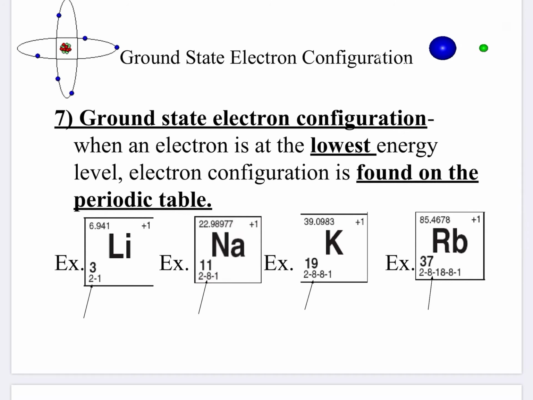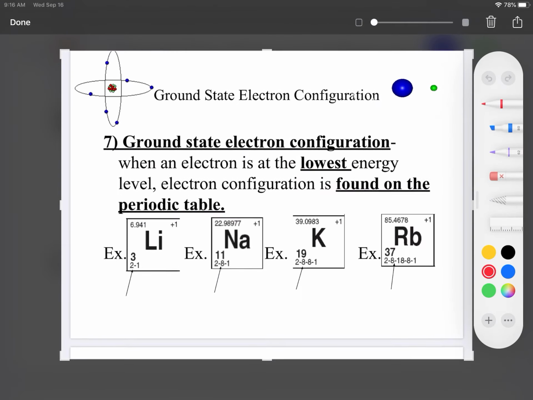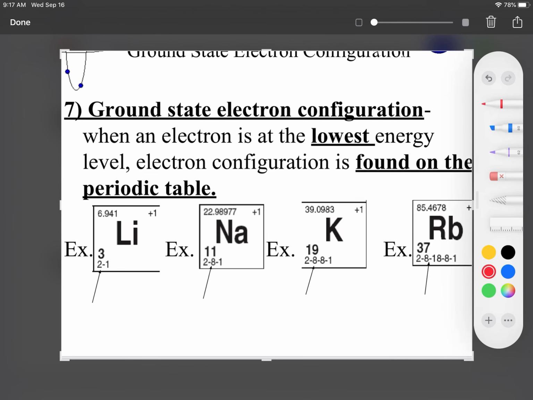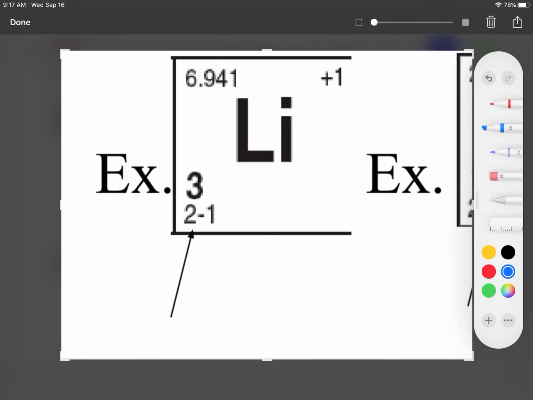So guys, let's go over ground state electron configuration. Right here, I have 4 elements: lithium, sodium, potassium, rubidium. So these are 4 elements given to you here. I tap in and take pictures of the periodic table so you have to keep going back and forth. Now, it says over here, ground state electron configuration. The ground state electron configuration is when an electron is at the lowest energy level. So where do we find them? Well, all electron configurations that are ground state are found in the periodic table. So let's look at the first element over here, please.